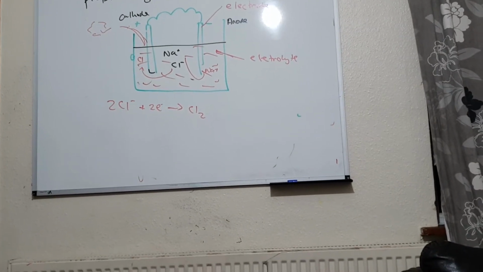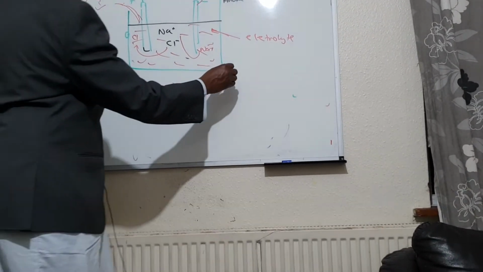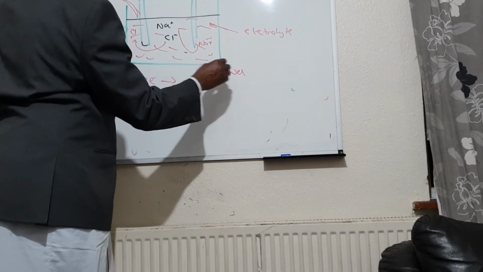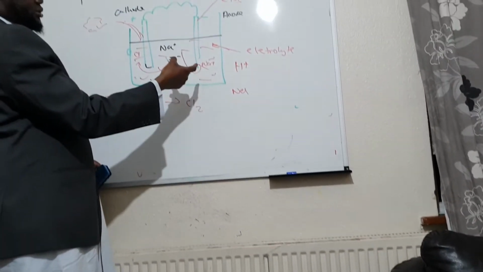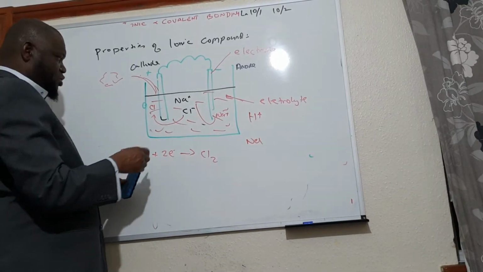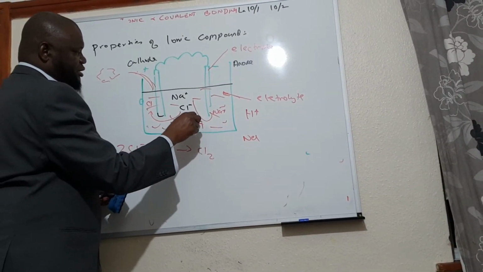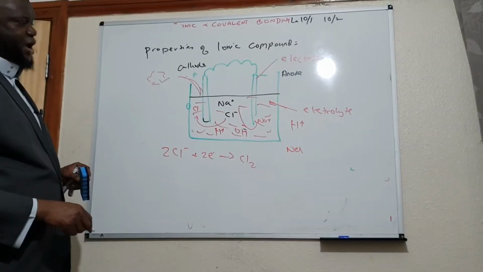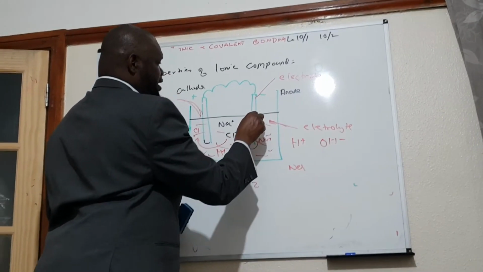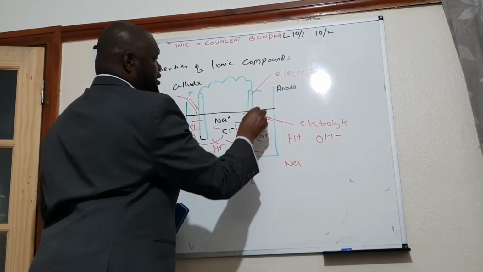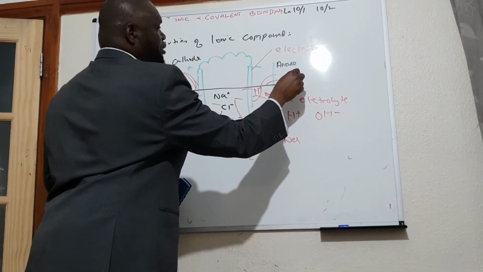You understand? But the sodium is dissolved in water. So in the water you'll also have hydrogen ions. I didn't show that. You'll also have hydrogen ions because it is dissolved in water, and OH minus ions as well. From here, all the H plus will come here. Then you have a H plus, okay?